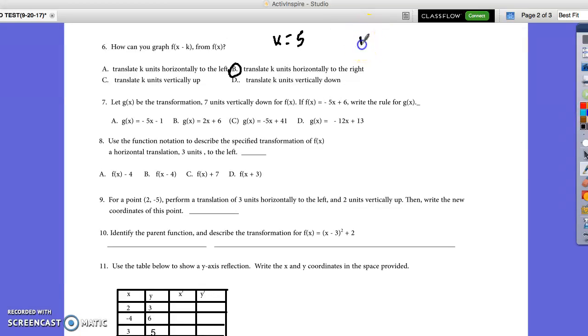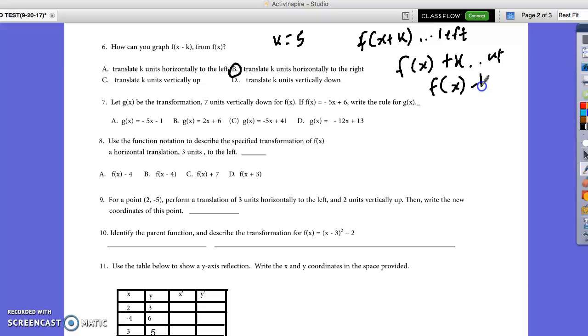Okay? How about if it says f of x plus k? That one would be to the left. Okay, so this would be k units to the left. And if it were like this, where the k is outside of the parentheses, it would be k units up. Finally, f of x minus k, that would be down. So much for that one.